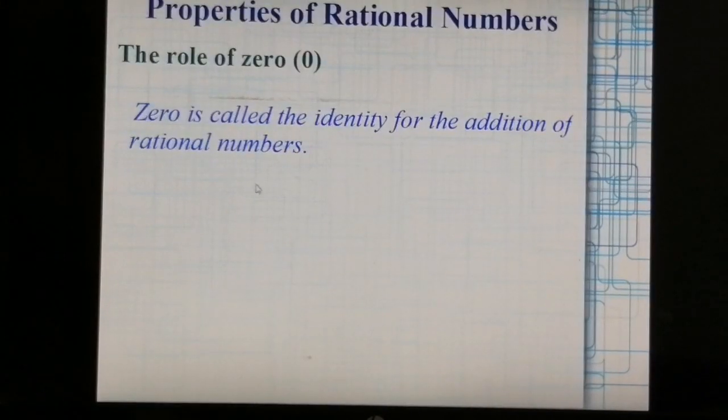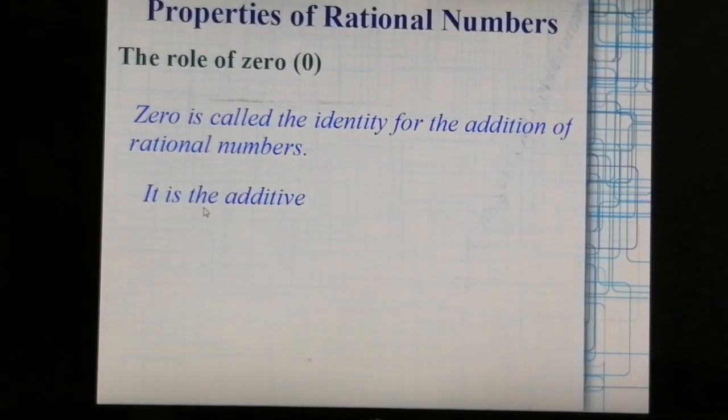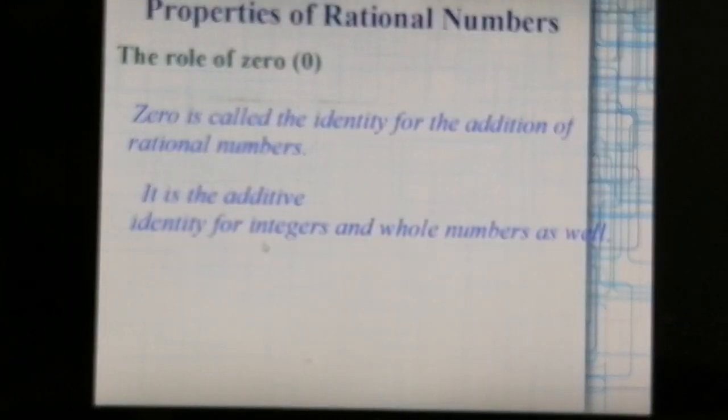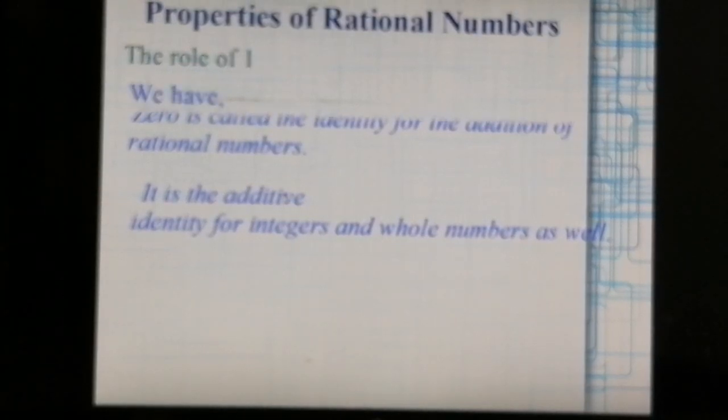And we say that 0 is called the identity for addition of rational numbers, or the additive identity. For integers and whole numbers as well, means it is the additive identity for rational numbers.